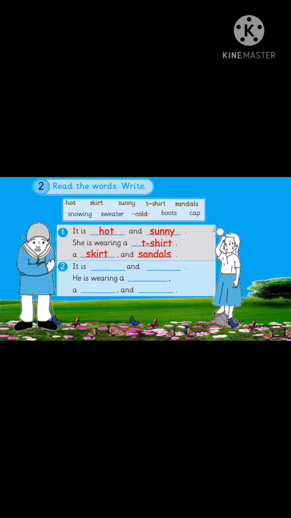Now look at number 2. It is cold and snowing. He is wearing a sweater, a cap and boots. So it is cold and snowing. He's wearing a sweater, a cap, and boots.